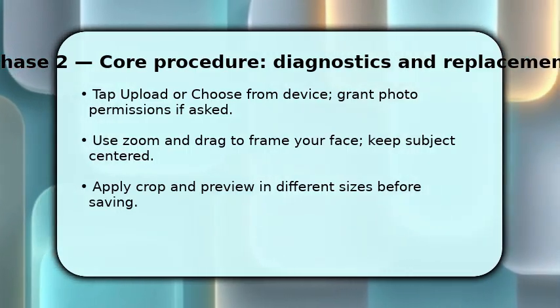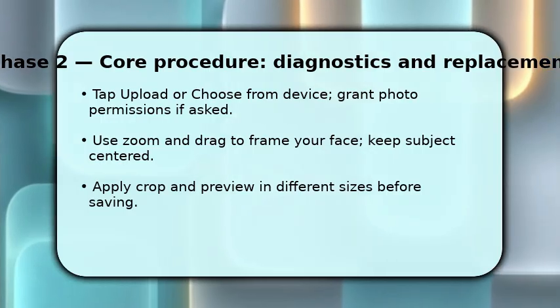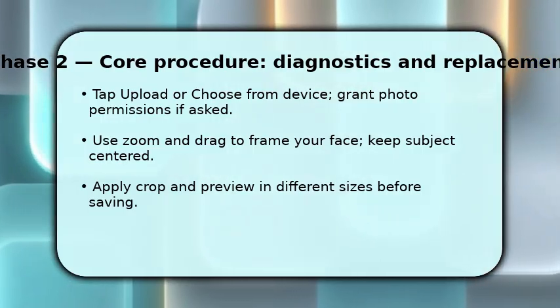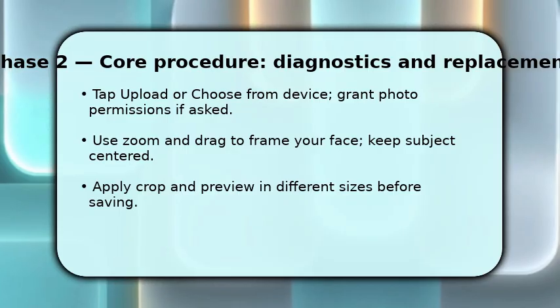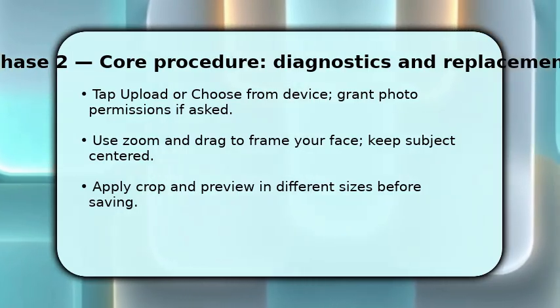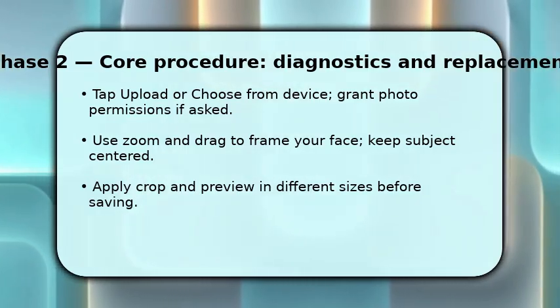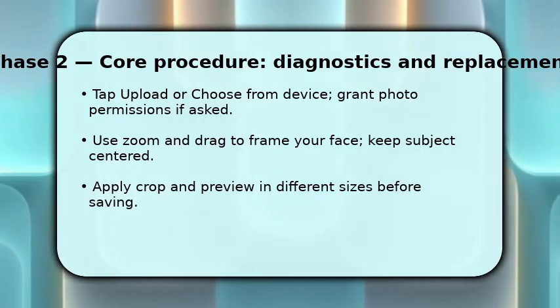Once framed, click Preview to inspect how it will look in Gmail and other apps, and adjust if the headroom looks off. Because thumbnails vary, try a slightly wider crop to preserve facial visibility after circular cropping.